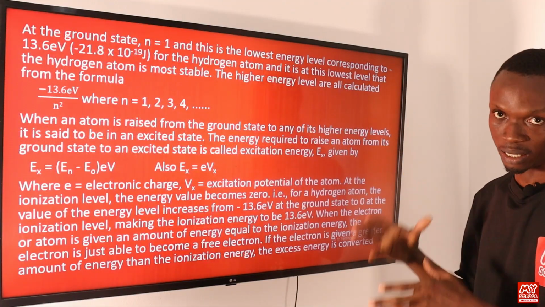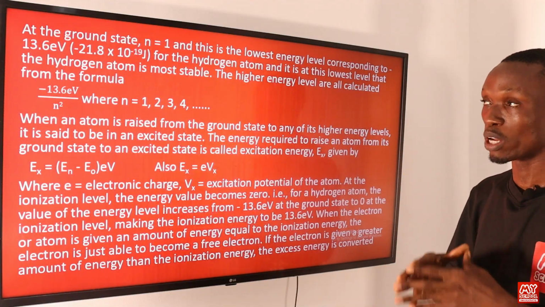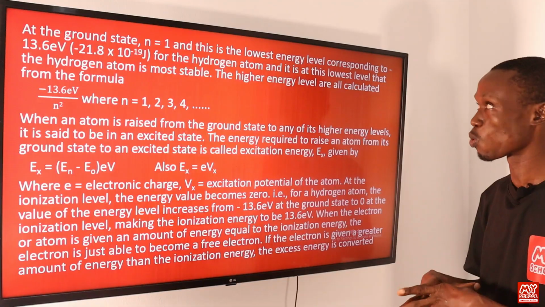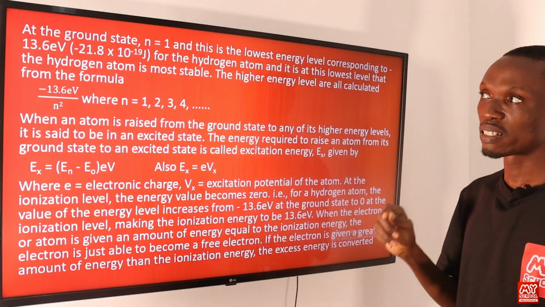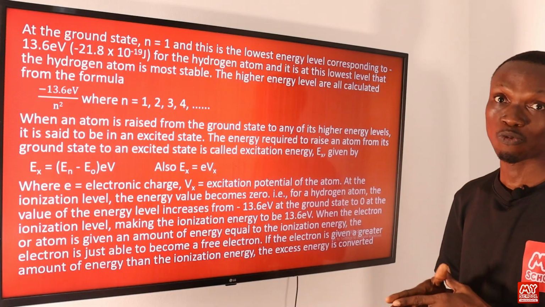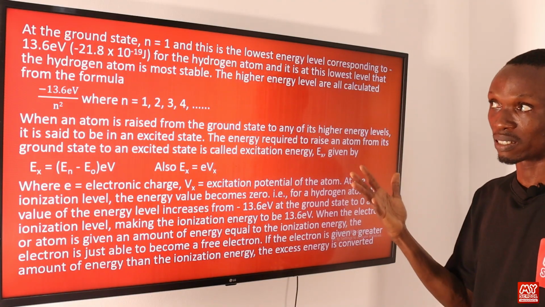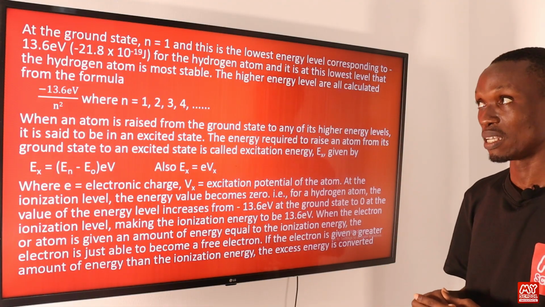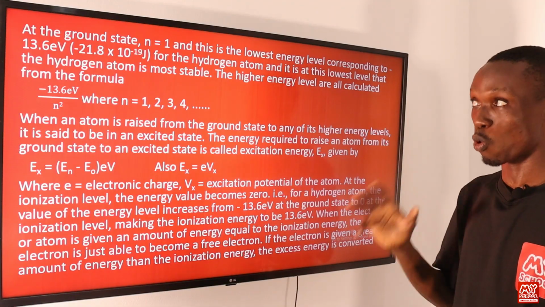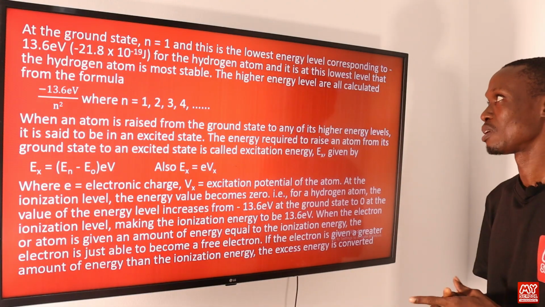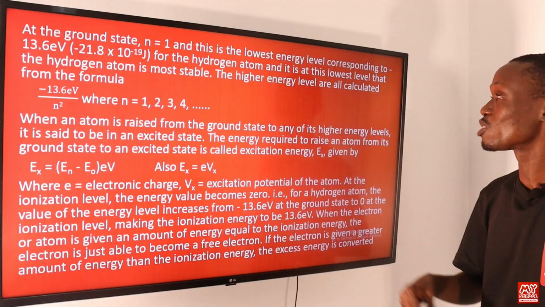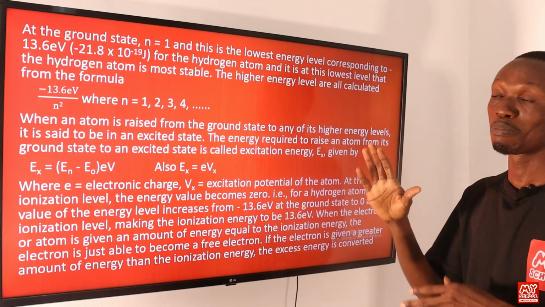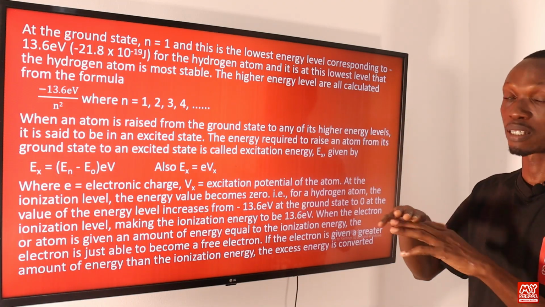Now at the ground state, that is when the quantum number n is equal to 1, this is the lowest energy level, corresponding to -13.6 eV. The eV stands for electron volts. -13.6 eV is equal to -21.8 × 10^-19 joules for the hydrogen atom. It is at this lowest level that the hydrogen atom is most stable, which means at this point it's not excited.